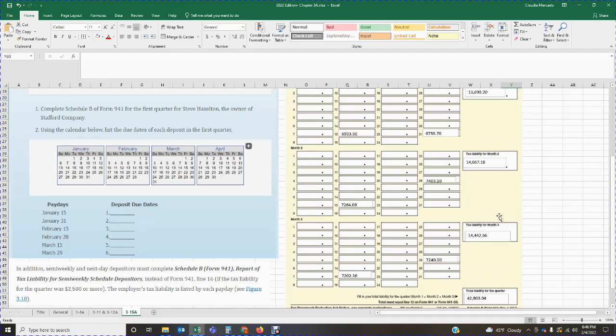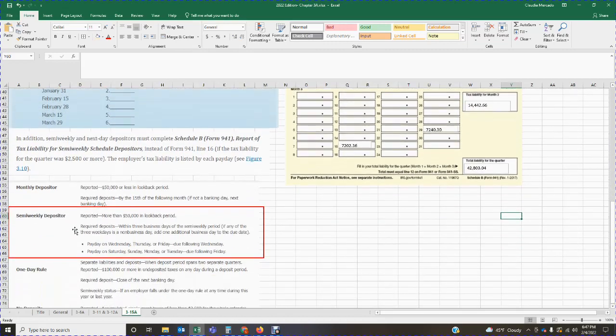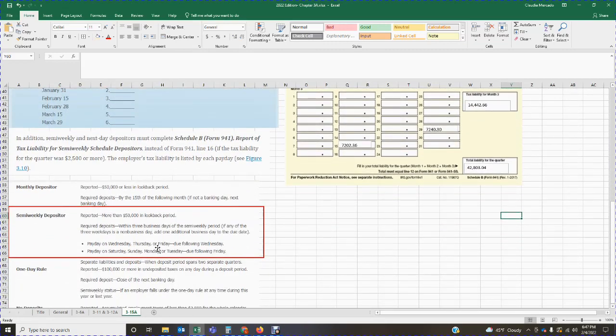Okay, now the second part of the assignment says, using the calendar below, list the due dates of each deposit in the first quarter. Okay, so based on the paydays, by when do we have to make the deposit of those taxes? Okay, so if we go to your book, there is a table that basically tells you when you are responsible to make those payments.